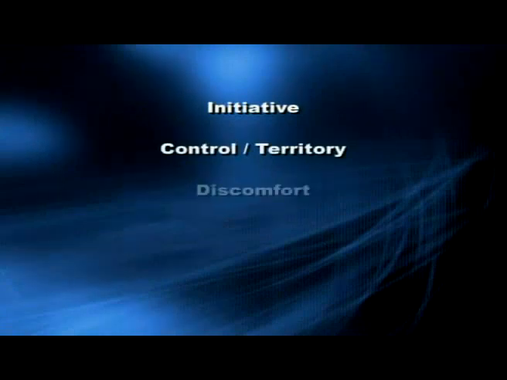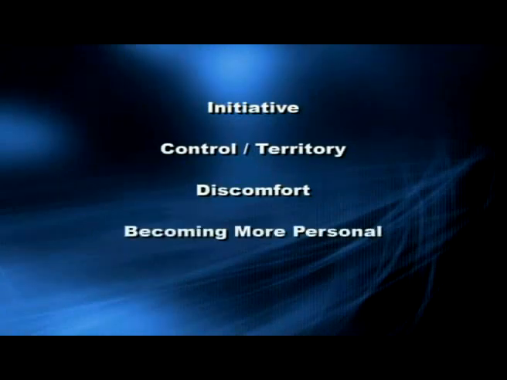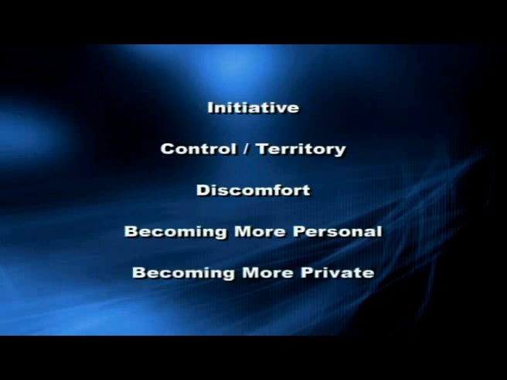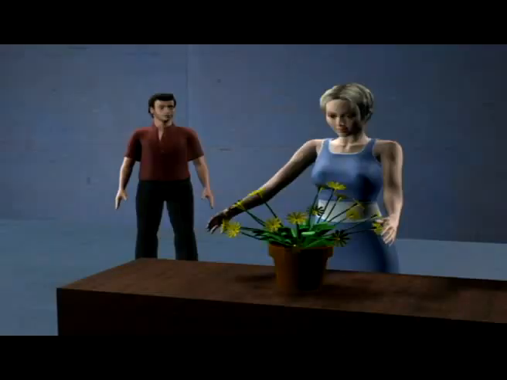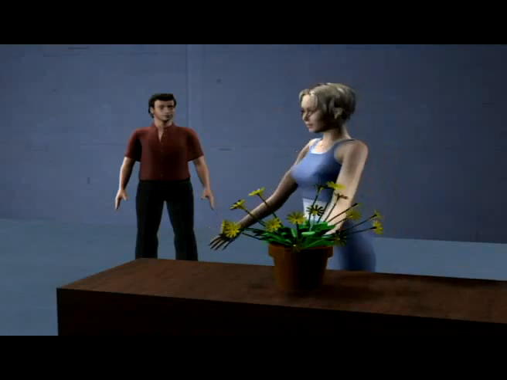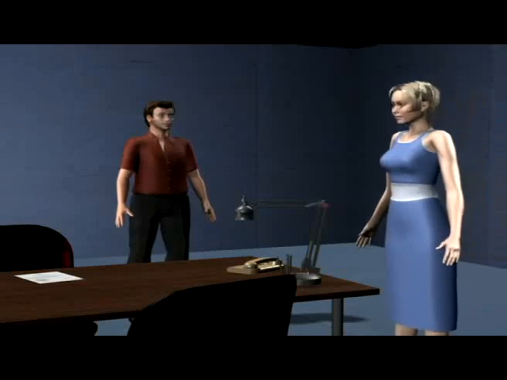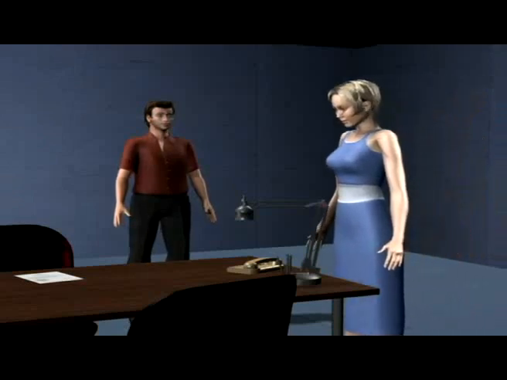Characters move for the same reasons that people do, and the vast majority of movement falls into these categories: initiative, control or territory, discomfort, becoming more personal, and becoming more private. Initiative is anything a character does with a sense of purpose. First of all, characters usually have very literal things to do in a scene, which are often written in the script. Here the script says that the woman grooms a plant and then walks over to the phone while talking to the man. That by itself dictates where to place cameras and actors and provides a framework to build the rest of the scene from.